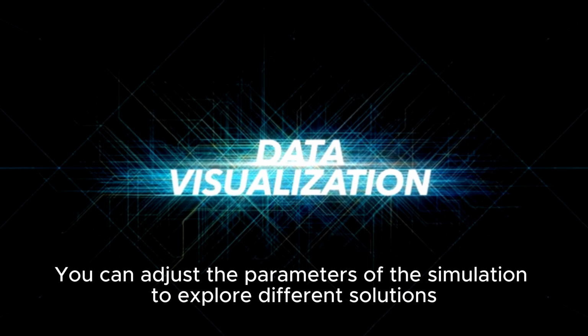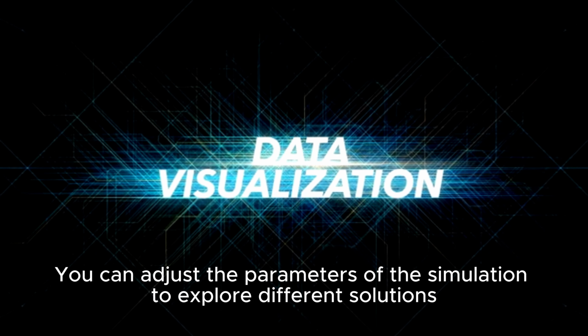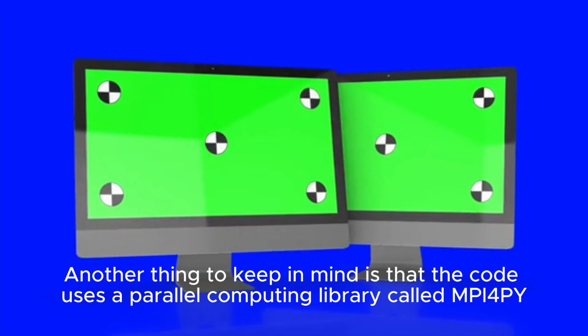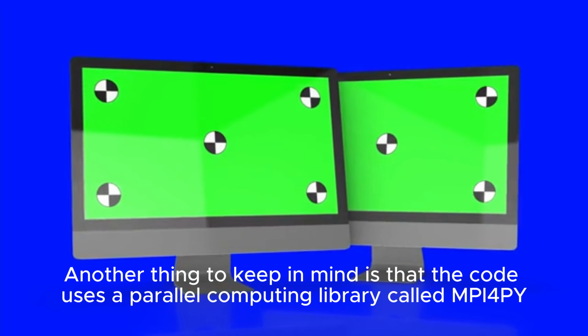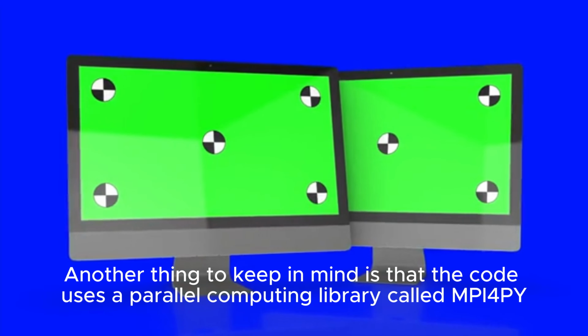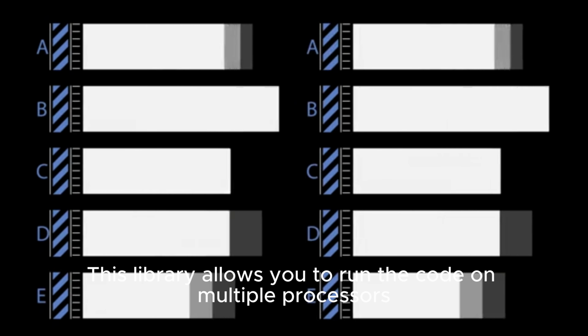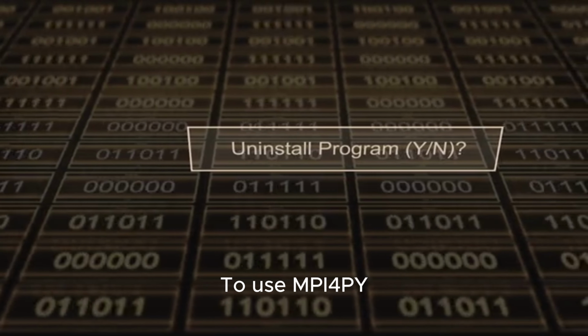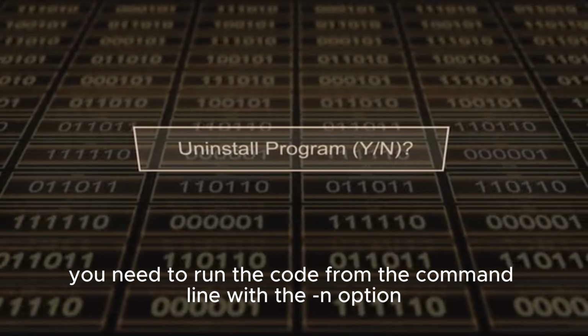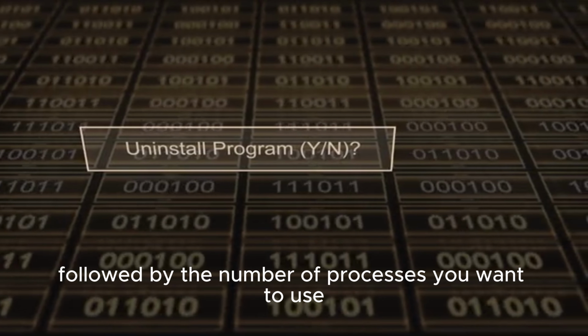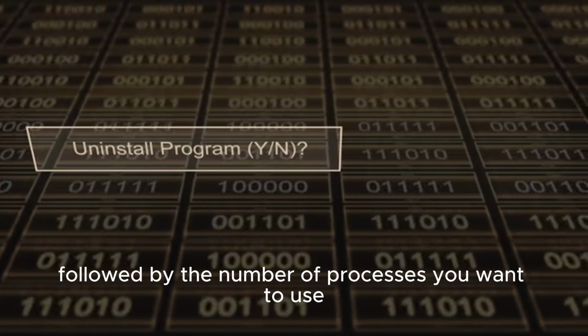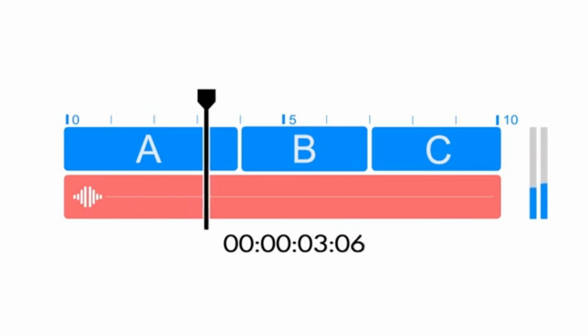You can adjust the parameters of the simulation to explore different solutions. Another thing to keep in mind is that the code uses a parallel computing library called mpi4py. This library allows you to run the code on multiple processors. To use mpi4py, you need to run the code from the command line with the -n option, followed by the number of processes you want to use. For example, to run the code on 4 processors, you would type mpirun -n 4 python file.py.